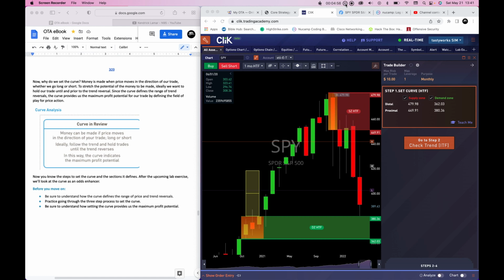Now you know the steps to set the curve and the sections it defines. After the upcoming lab exercise, we'll look at the curve as an odds enhancer. Before you move on, be sure to understand how the curve defines the range of price and trend reversals. Practice going through the 3-step process to set the curve. Be sure to understand how setting the curve provides us the maximum profit potential.